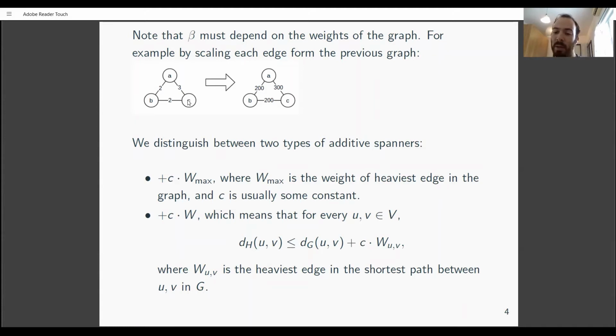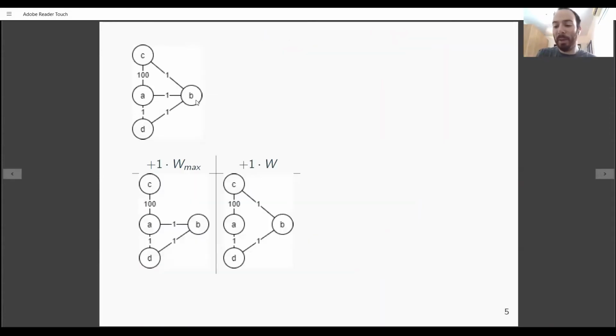So a +C·W spanner means that for every pair of vertices, the distance in the spanner is at most the distance in the original graph, plus C·W_uv. Again, if you forgot, W_uv is the heaviest edge in the shortest path between u and v, and not the heaviest edge in the whole graph. We will now look at an example to see why it is more powerful.